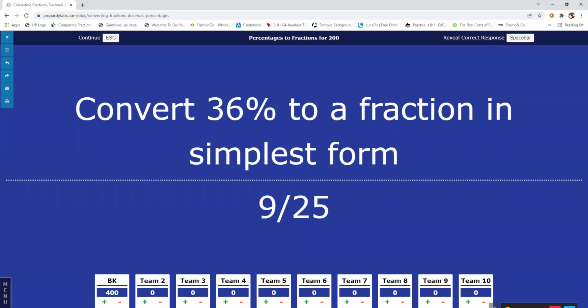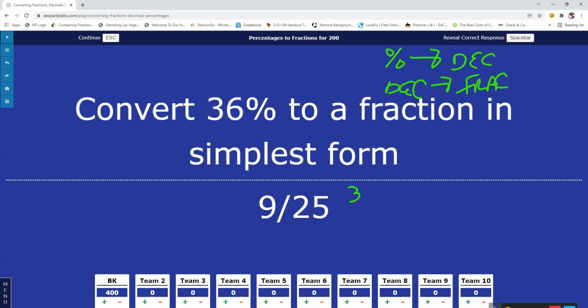All right, so if we have 36%, the way that I teach it, which doesn't mean you have to go this way, but it works no matter what value they give you, is we want to go from a percent to a decimal, and then we're going to go from our decimal to a fraction.